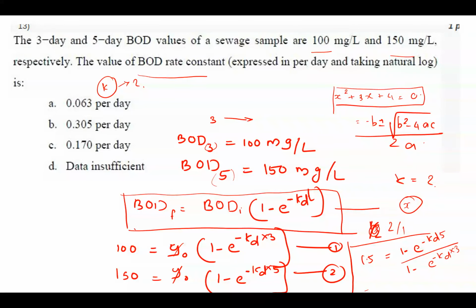Yes, that way you can do. Then it is like 1.5 minus 1.5 e raised to minus kd 3 equal to 1 minus e raised to minus kd 5, this way, right? Then what you have done?